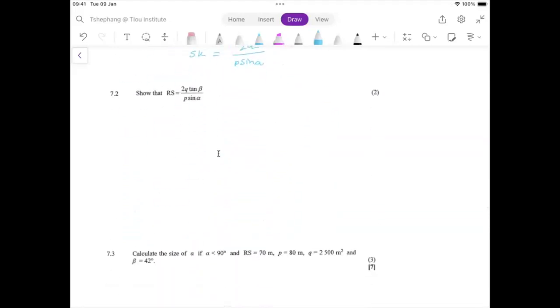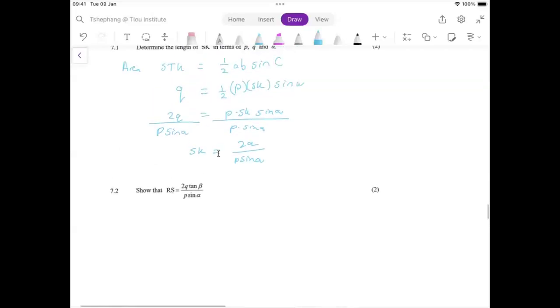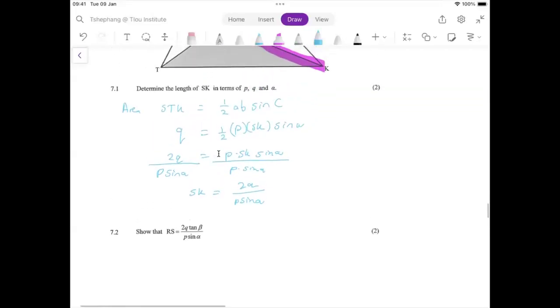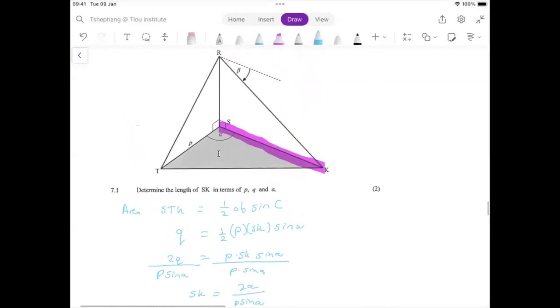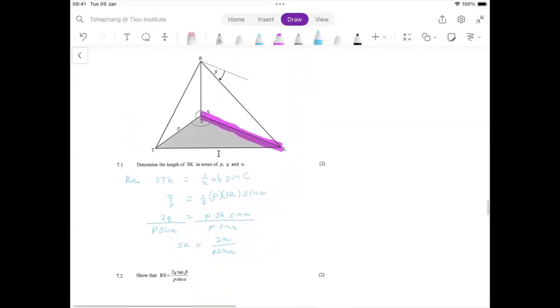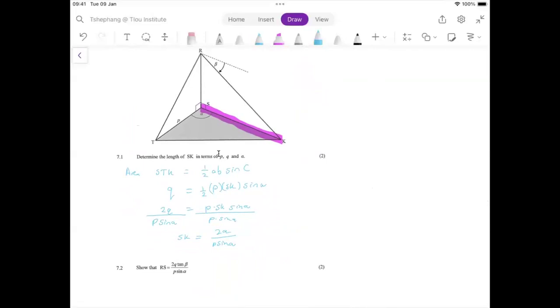Okay, now 7.2: show that RS is equal to 2Q tan beta all over P sine of alpha. Now, RS is the vertical pole. So I'm just going to clean this up and then put what I have. I know that this is 2Q over P sine alpha.